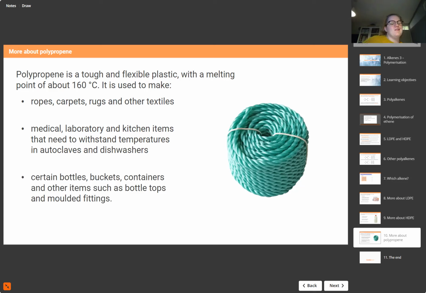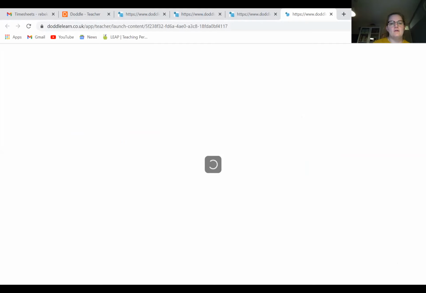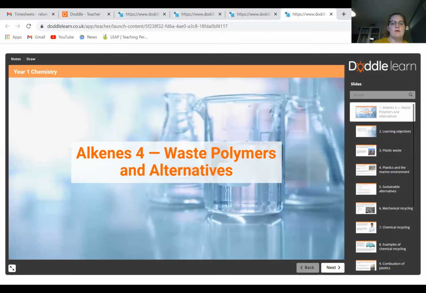It's also used to make certain types of bottles, buckets, containers, and other such bottle tops and molded fittings. It has a recycling symbol of 5. So that is the second to last bit on alkenes. So here we go.